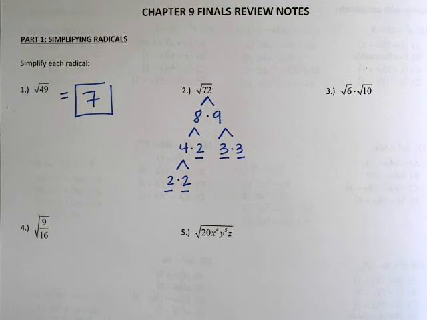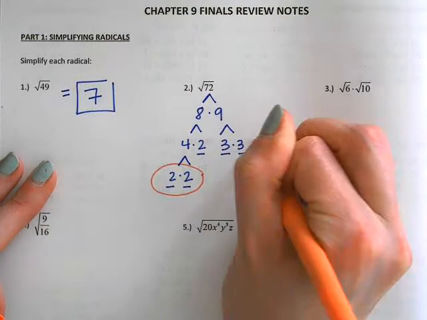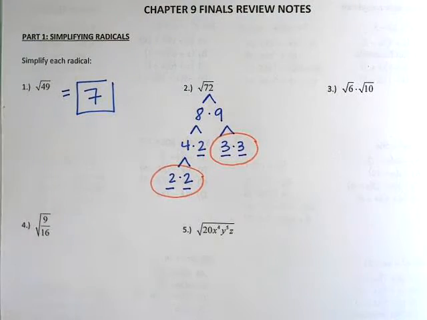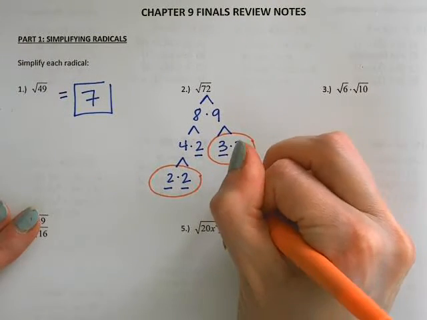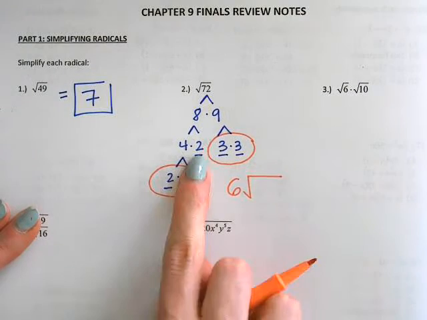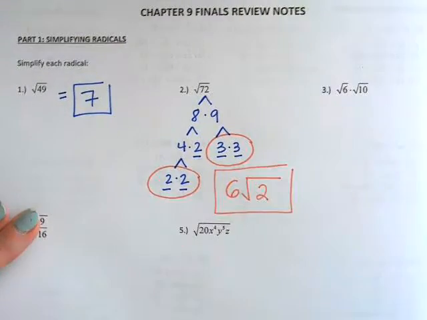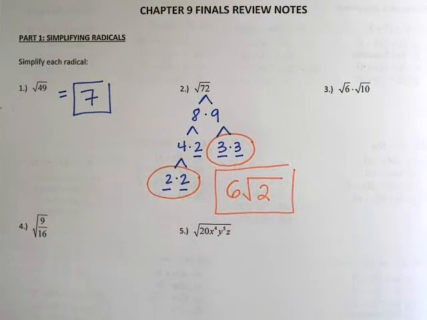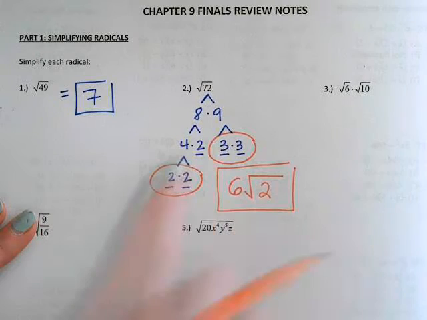Okay, so if you see any doubles, they come out once. So that means we can pull out 1, 2, and 1, 3. So 2 times 3 comes out as a 6, and the only other number left inside is this 2. Okay, so the answer is 6 root 2. Remember, don't use the 4, the 8, and the 9 because you've already broken them up.